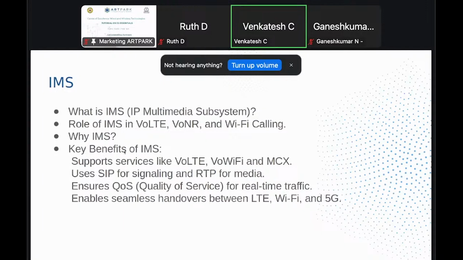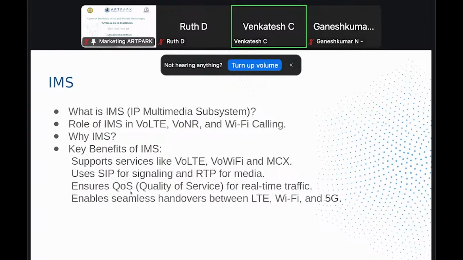Some of the key benefits of IMS are that it supports services like VoLTE, VoWi-Fi, and even MCX services. MCX stands for mission critical applications. IMS ensures that users can make voice calls over LTE, Wi-Fi, and even mission critical communications. It uses SIP for signaling and RTP for media transmission. IMS relies on SIP to set up and manage the calls, while RTP handles the actual voice and video transmission.